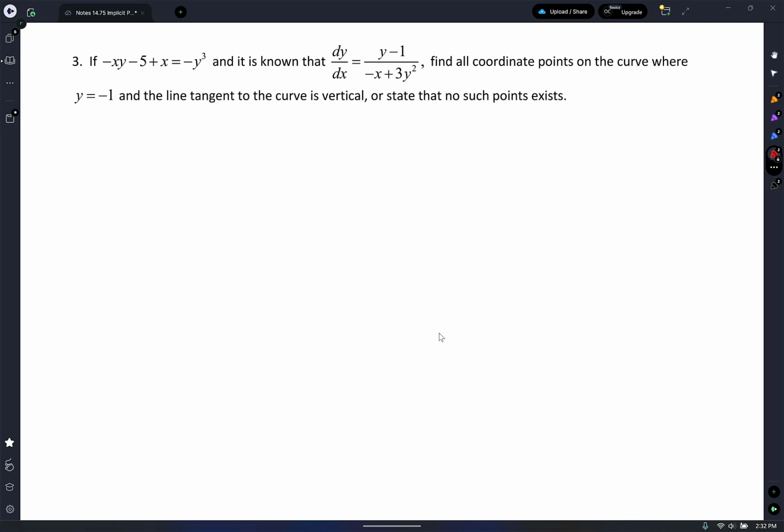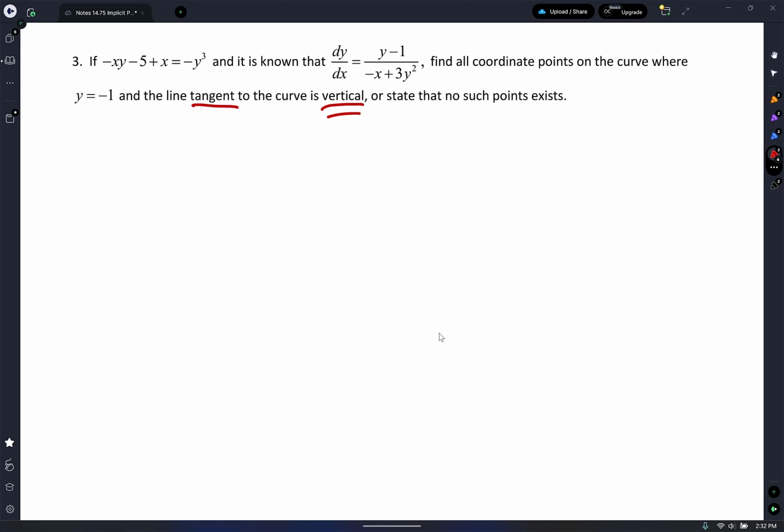Number 3. Delta asked a whole bunch of these questions. I stole this one from Delta. It says if -xy minus 5 plus x equals -y to the third, and it is known, so it is known, this is my derivative. Find all coordinate points on the curve where y equals -1 and the line tangent to the curve is vertical, or state that no such point exists.